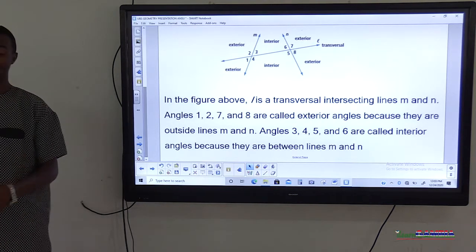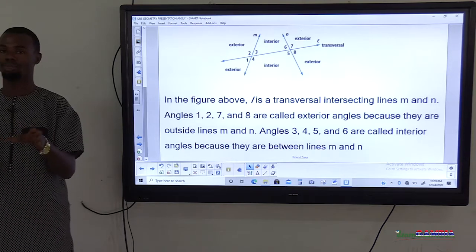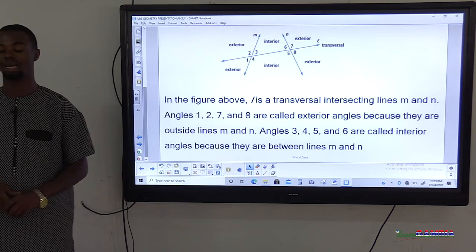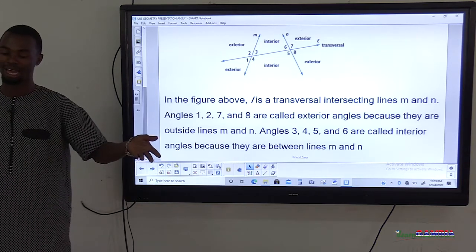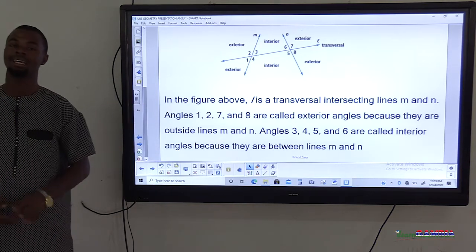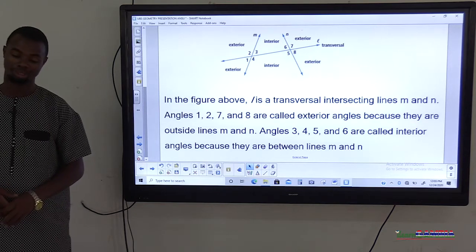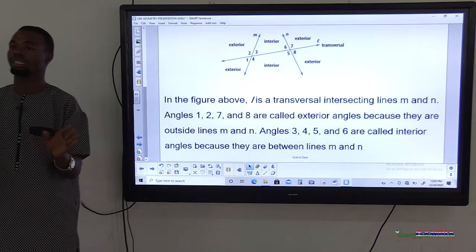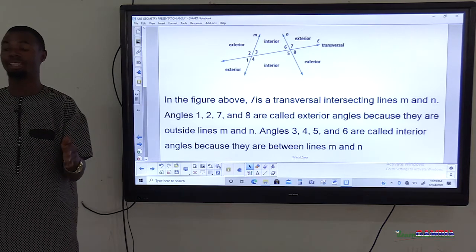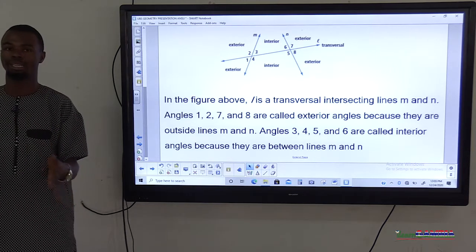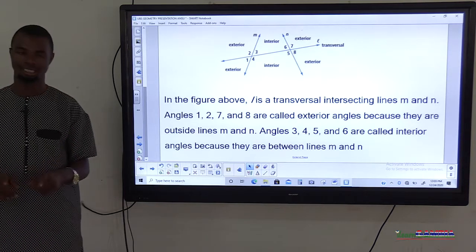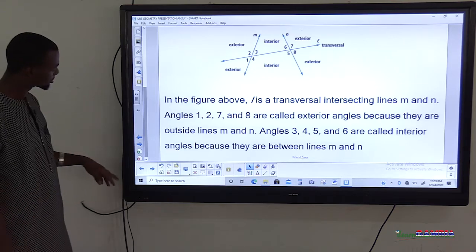So that is what we have there. The angles that are in between the lines M and N are called interior angles, and the angles that are outside the lines M and N are called exterior angles. That is just when a transversal cuts any two lines, 8 angles are formed. Whether they are parallel or not, if a transversal cuts any two lines, 8 angles are formed.